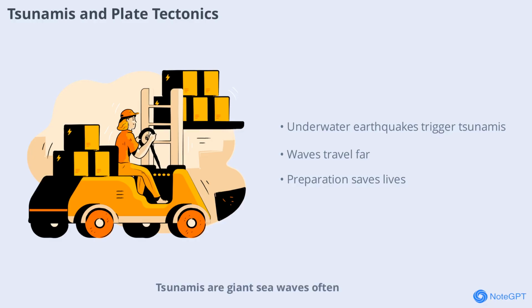Tsunamis are giant sea waves often triggered by underwater earthquakes at plate boundaries. When a large section of the seafloor suddenly moves, it displaces water and sends waves racing across the ocean. These waves can travel thousands of kilometers and cause devastation when they reach land. Understanding plate tectonics helps us predict and prepare for these powerful natural disasters.